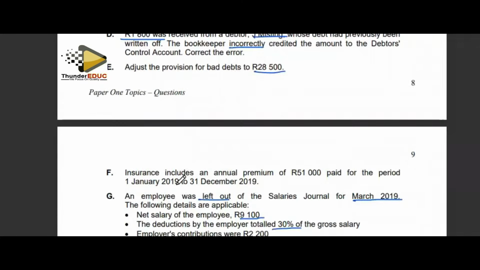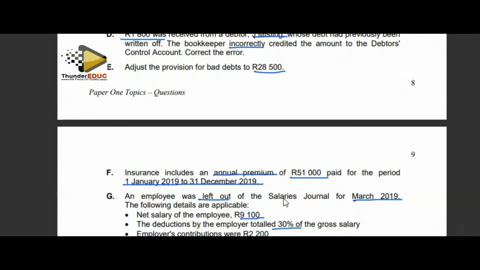So part F is talking about insurance. They're saying insurance includes an annual premium of 51,000 paid for the period 1 Jan 2018 to 31st December 2019, sorry, 2019. Okay? Now, we need to know how many months fall during this period of ours.